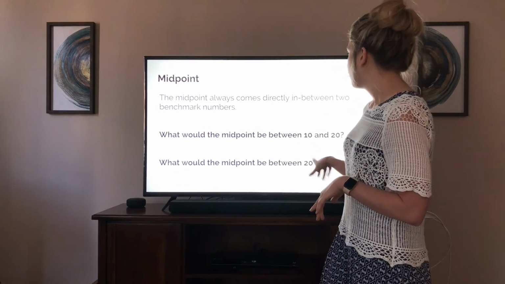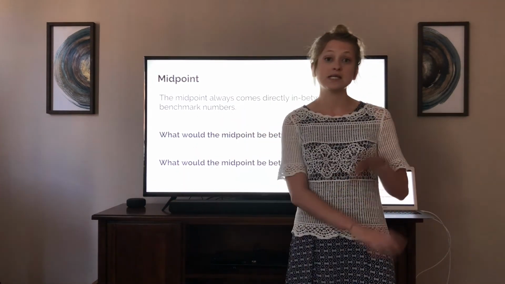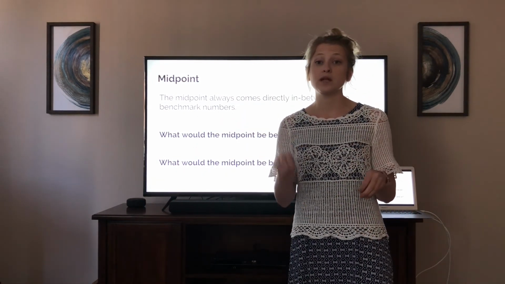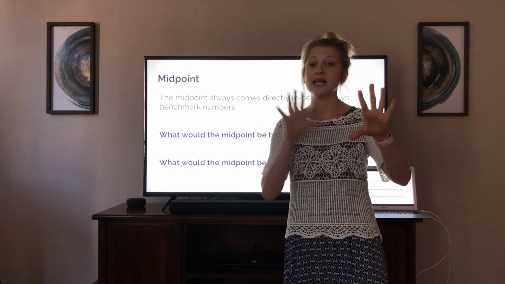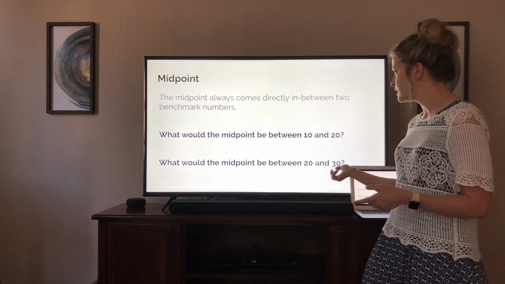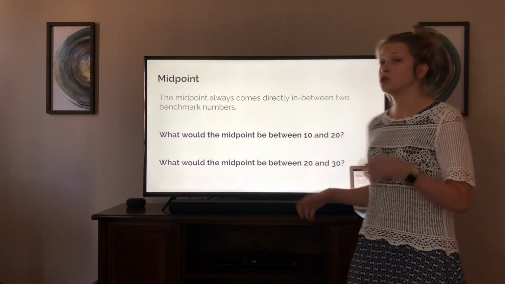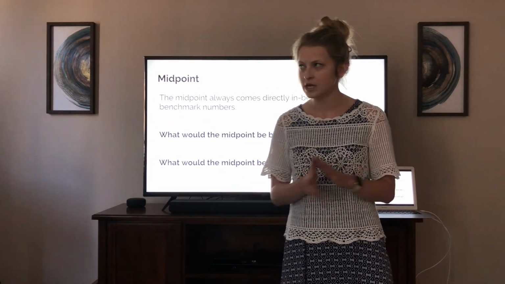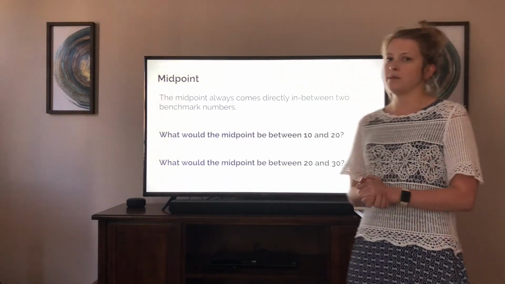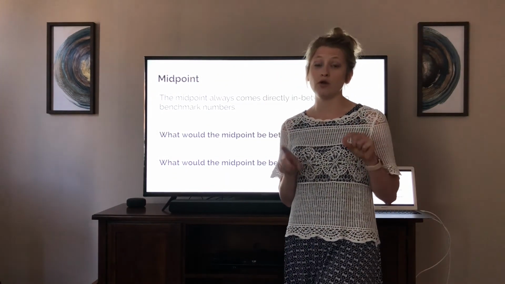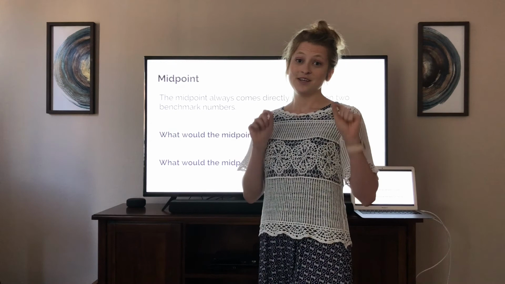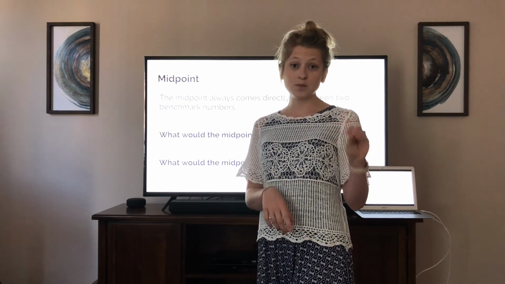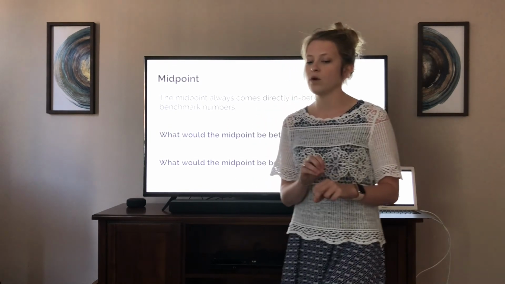In our first question, it says, what is the midpoint between 10 and 20? Our benchmark numbers there are 10 and 20. In the second question, it said, what would the midpoint be between 20 and 30? Our benchmark numbers there are 20 and 30. So just remember, when we go to round on a number line, we are going to find our benchmark numbers and our midpoint, and then we'll be able to round.